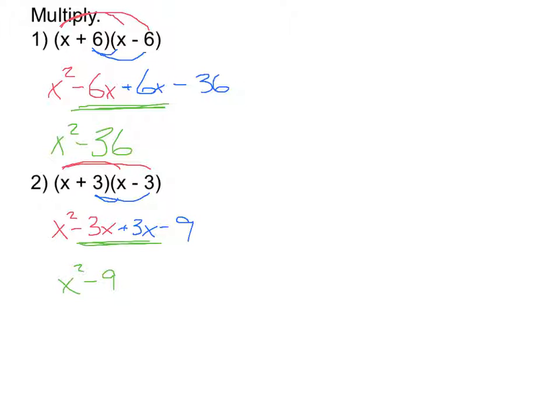So what's unique about these is that what's in the parentheses are almost the exact same. The only difference is that the signs are opposites. Therefore, the middle terms become opposites. The outers and inners part of FOIL. And they always cancel every time this happens, leaving you with just a binomial.